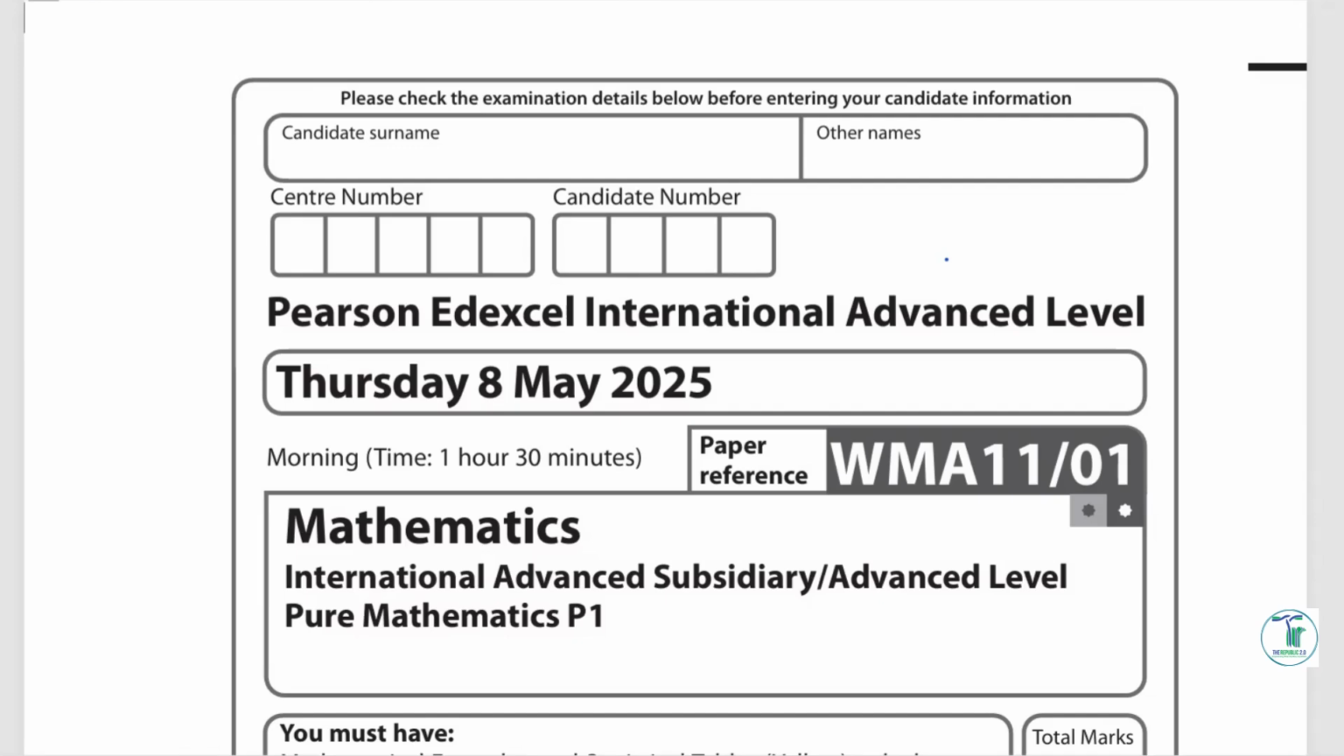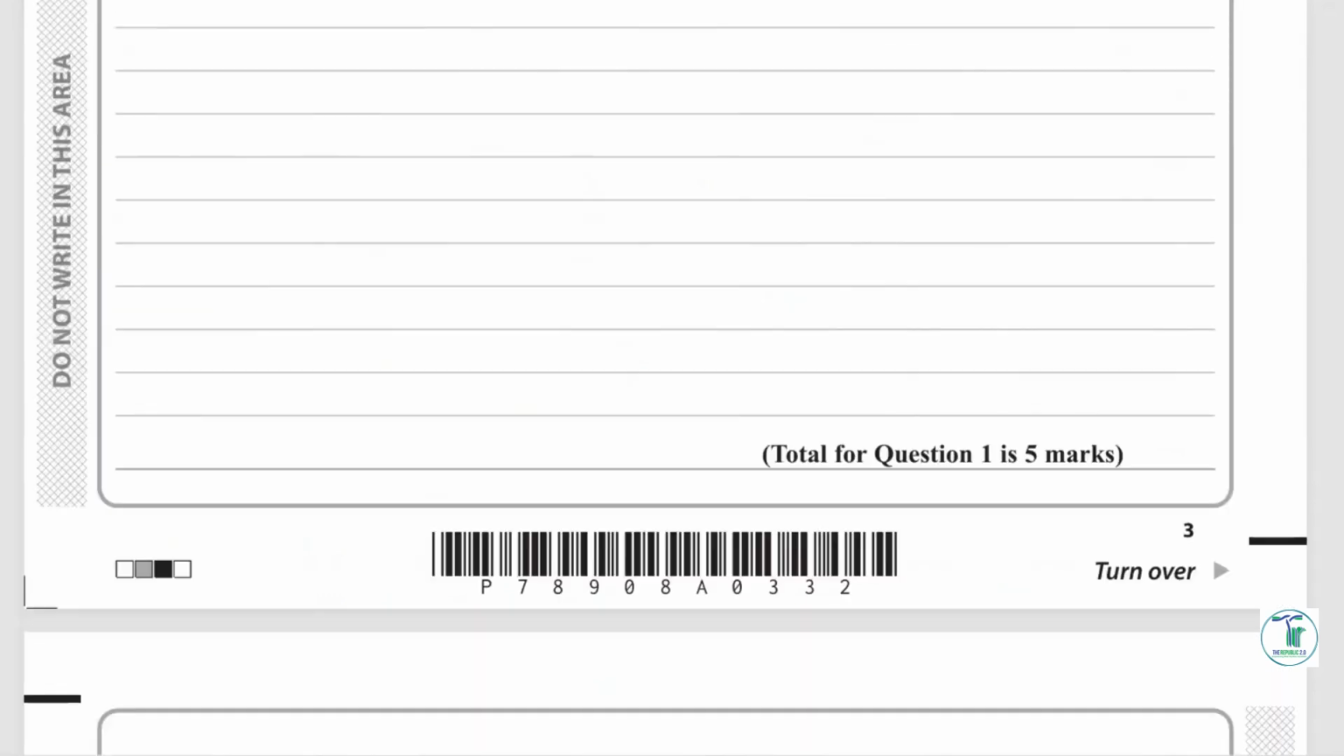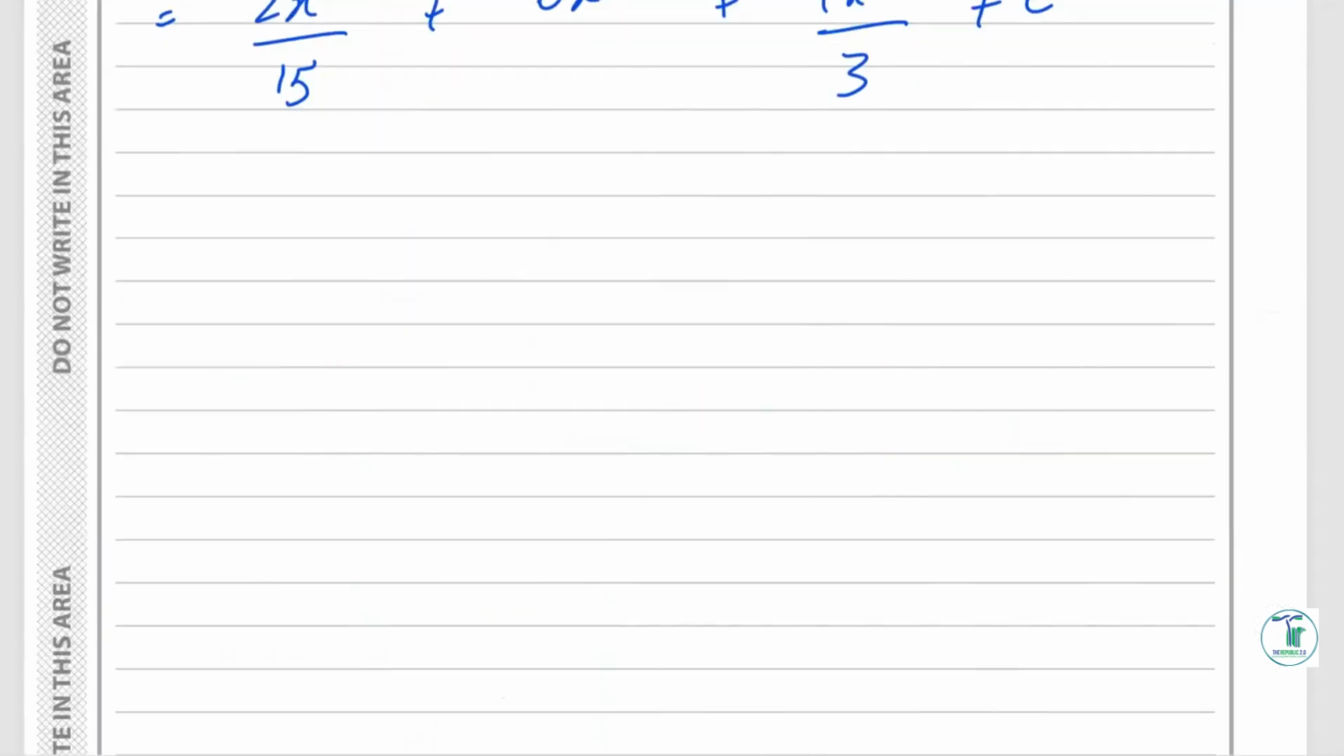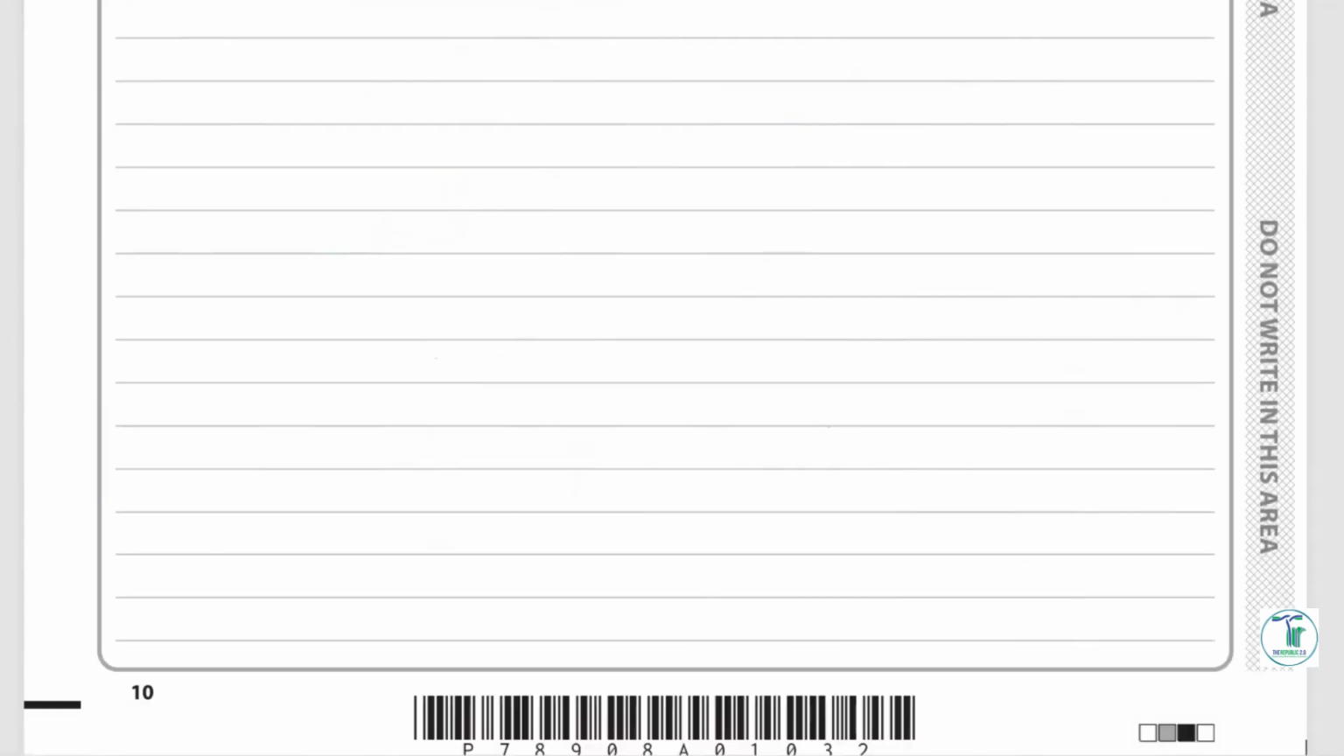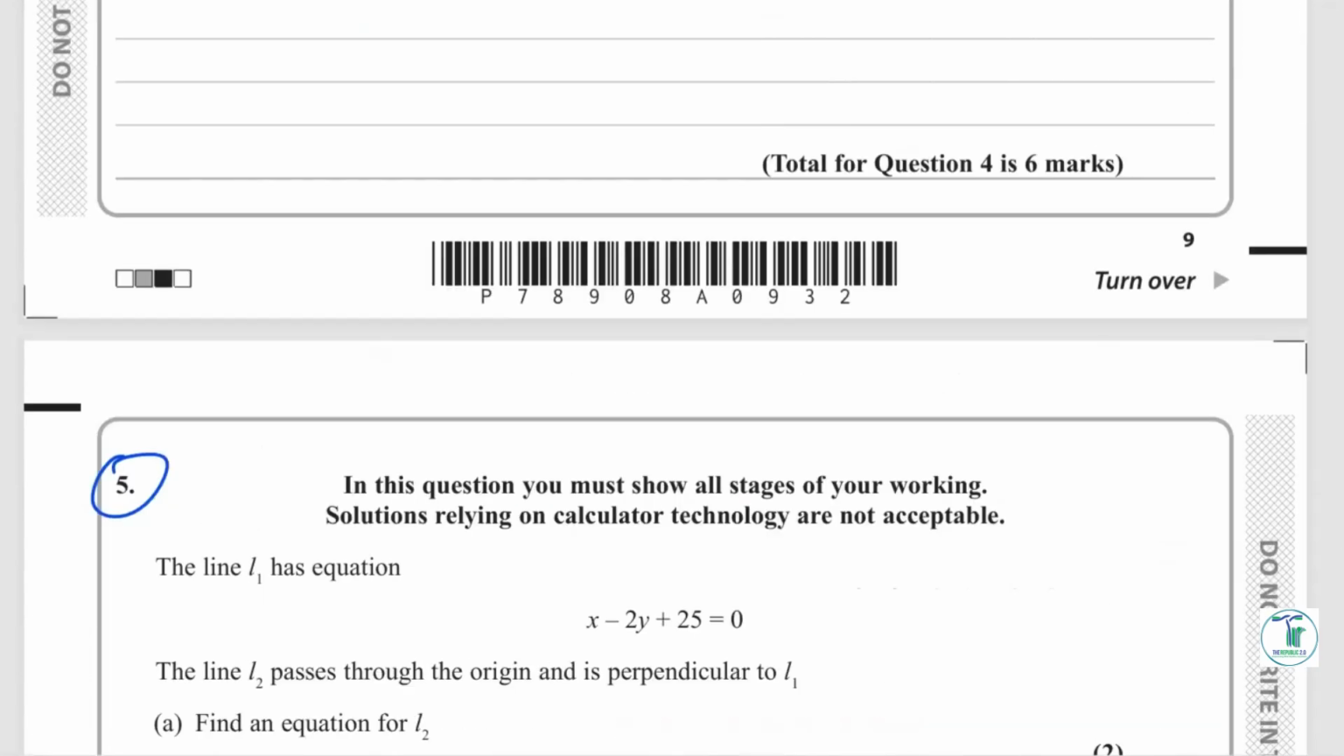In the last video of this paper, we've discussed the first 4 questions of the Edexcel May 2025 exam. So now we'll start the questions from question number 5. And this is question number 5.